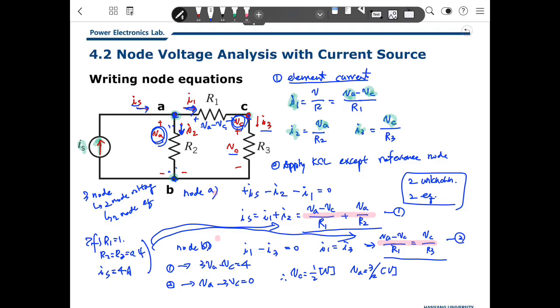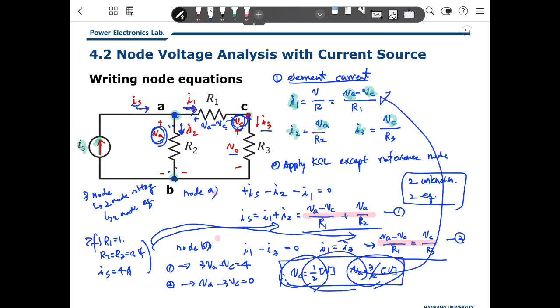You can simply express every VC and VA. Then you can insert here and get I1. We can also get I2 and I3 from VA and VC. So based on that, we can get all the information about the voltage of all elements and the current flowing through all elements. That means we can analyze this electric circuit. That is the way to use the node voltage equations.